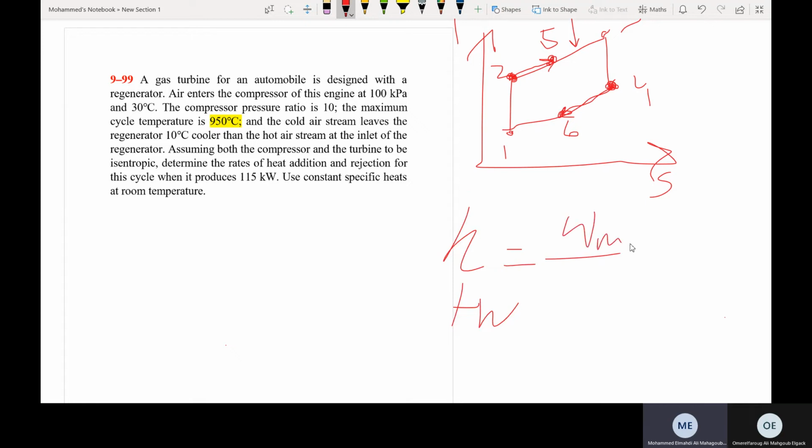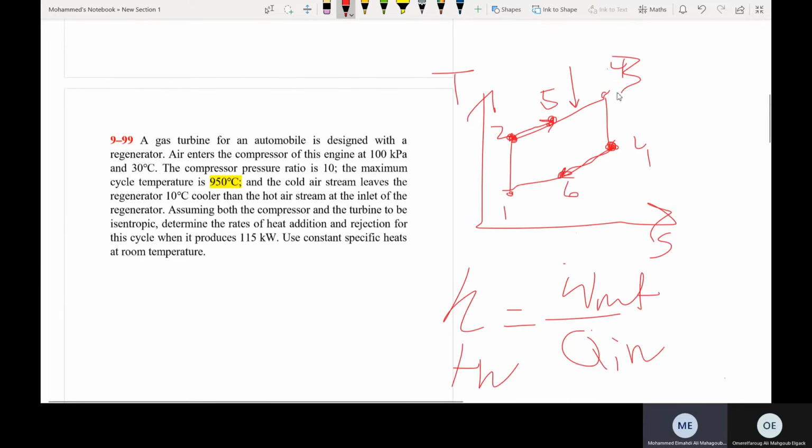the net work produced, or the net power produced, over the heat added. So the work will stay the same. This is the net work. It depends on these two lines. But the heat addition depends on this line, from here to here.